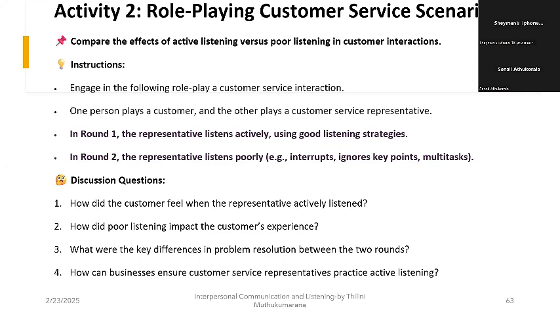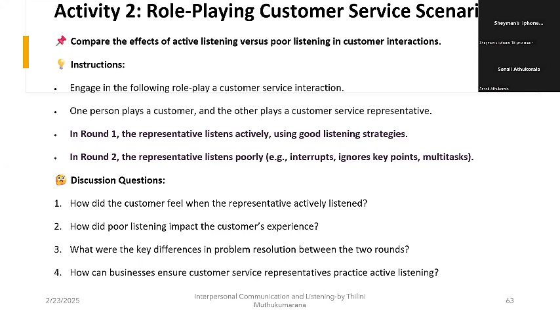Right, think about two things, okay? How did poor listening impact the customer's experience? What were the key differences in problem resolution between the two rounds? And how can a business ensure customer service representatives practice active listening? Okay, so these are the two scenarios.